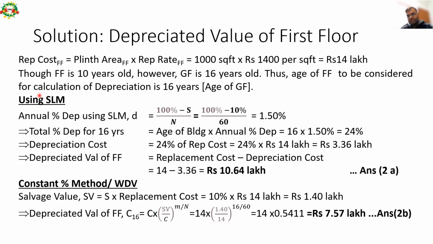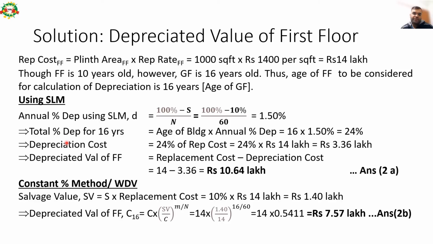Since the ground floor is 16 years and the foundation is 16 years old, the first floor structure is 10 years, but for depreciation purpose we will consider 16 years age of the first floor. So this is a trick in this question. Again, annual depreciation will remain the same. It is equal to 100% minus 10% divided by 60 years, which is the life of the building. So 1.5% annual depreciation per year for the building.